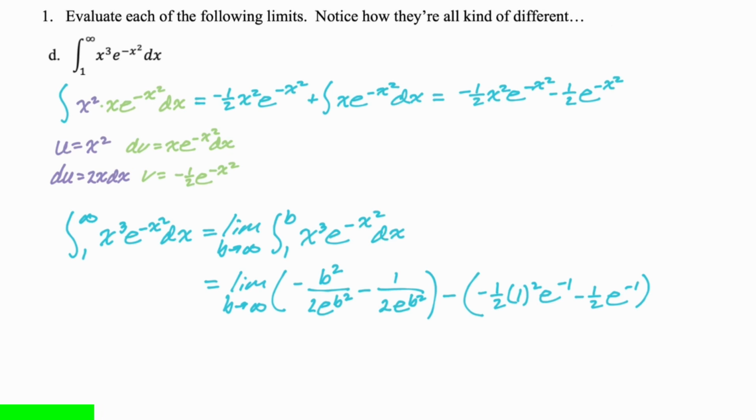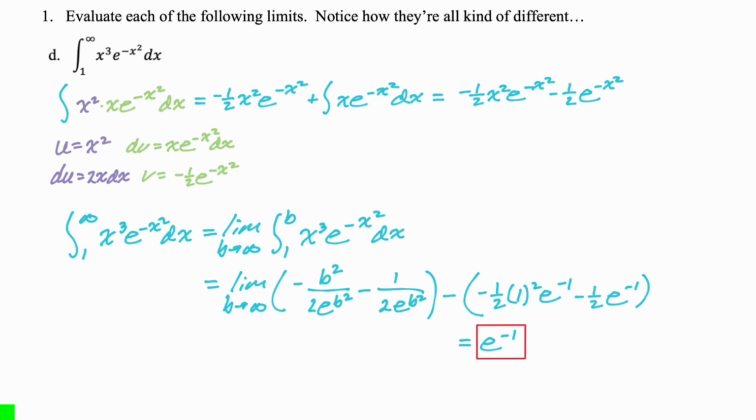Everything that has e to the b squared in the denominator is going to go to 0 when b goes to infinity, right? Because exponentials grow faster than essentially anything else you run into. So those are going to go to 0. So all that's left is that right-hand part, the minus quantity negative 1/2 e to the negative first minus 1/2 e to the negative first. If you combine everything there, you just get e to the negative first. That is the value.